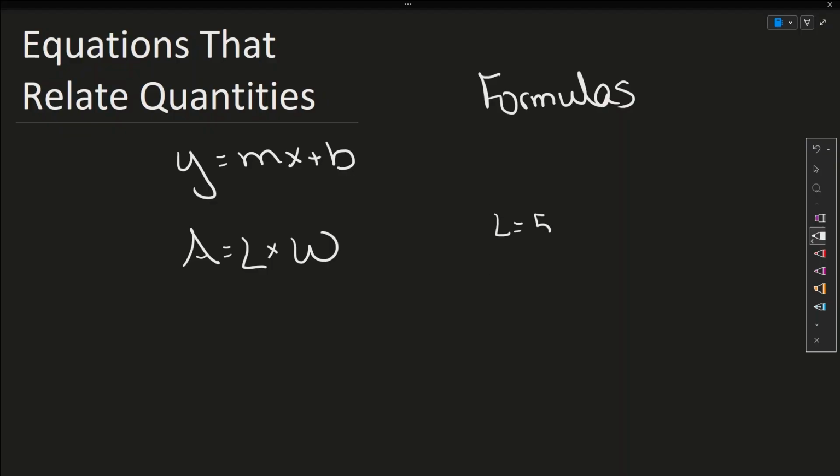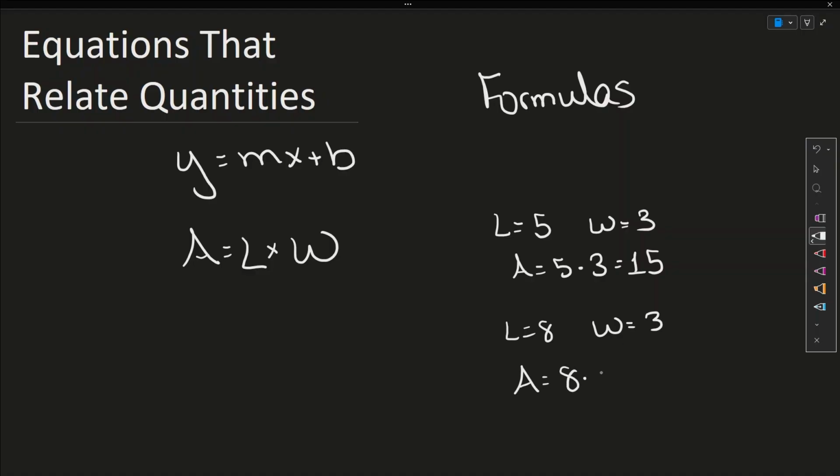If the length is 5 and the width is 3, then the area is 5 times 3, or 15. If the length changes to 8 and the width is still 3, this time we have A = 8 times 3, or 24. The equation stays the same, but the quantities can vary. That is what makes formulas so useful.